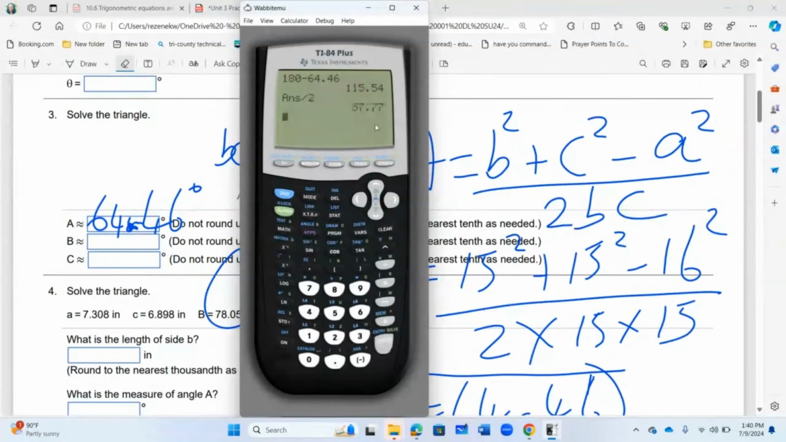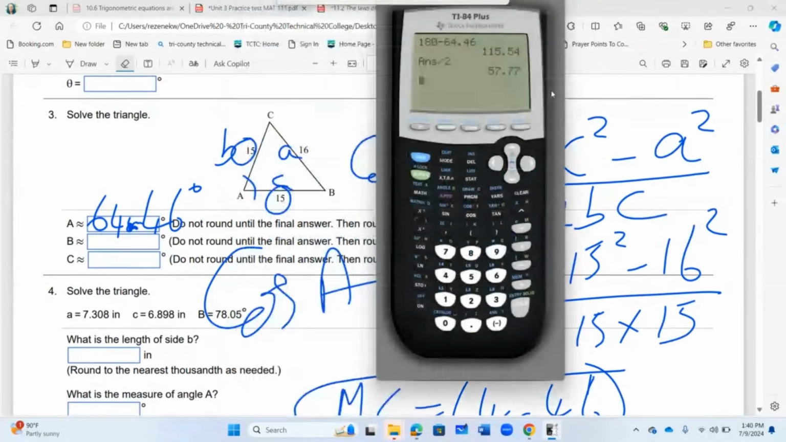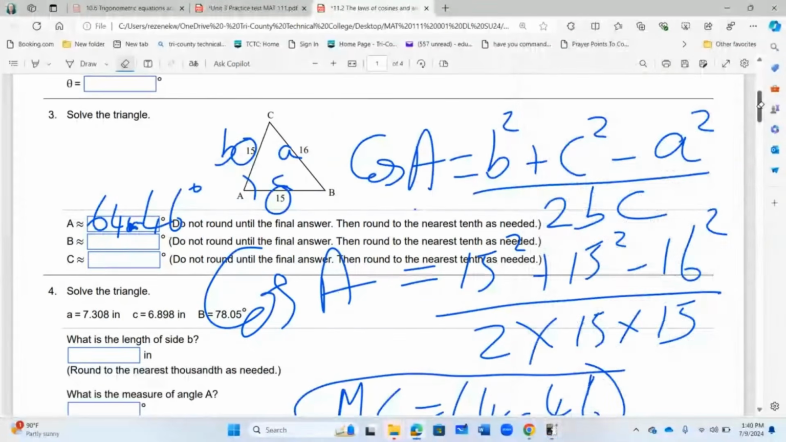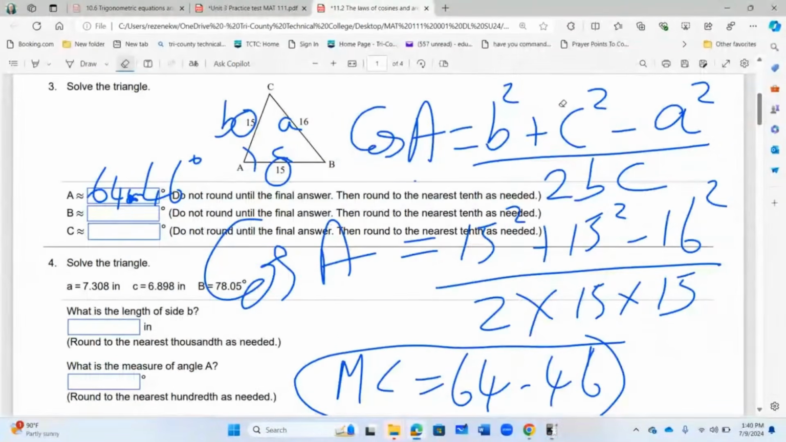So anyway, let's do another one. We are going to use a combination of sine and cosine. There are times we have to use both cosine and sine to solve the problem.